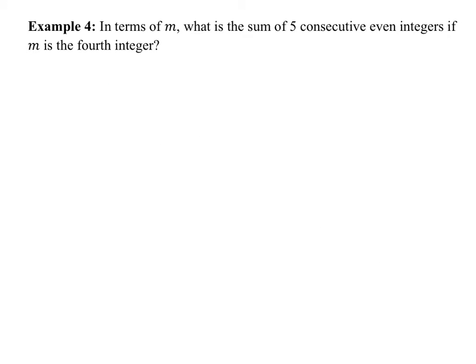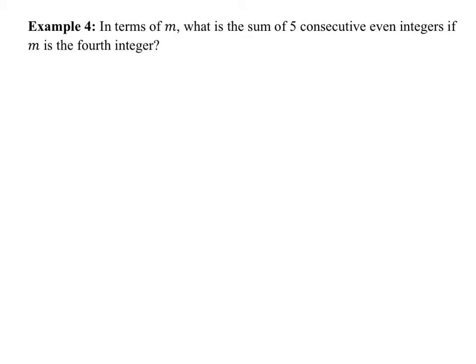Let's take a look at example 4. And I always say tricky because sometimes students make minor mistakes in here which cause problems. This, by the way, is a great example of an SAT problem. On the SAT all the time: 5 consecutive integers, or 5 consecutive odd integers, or integers that are multiples of 3. So, n plus 3, n plus 6, etc. This kind of problem shows up all the time. So in terms of m, what is the sum of 5 consecutive even integers if m is the fourth integer?